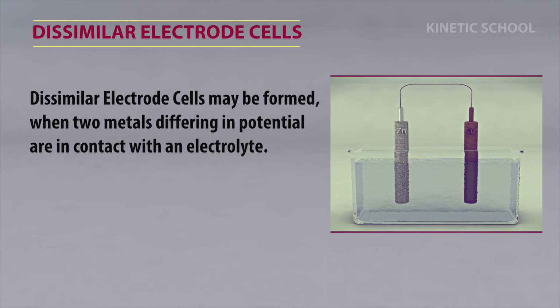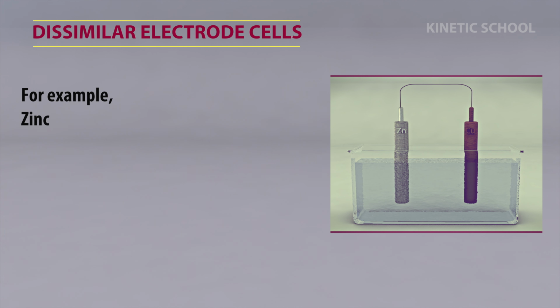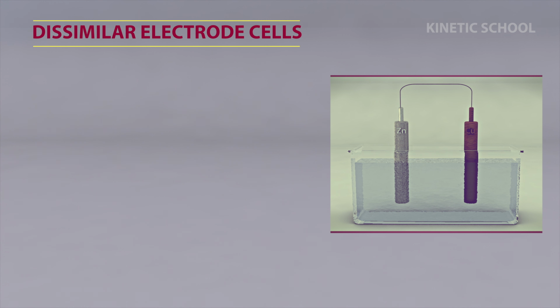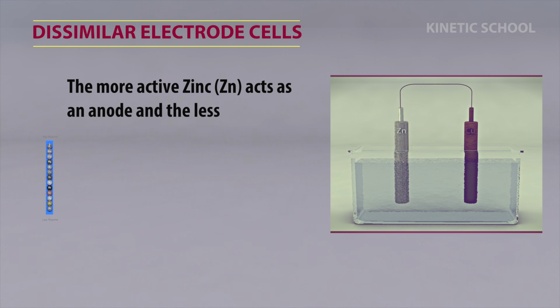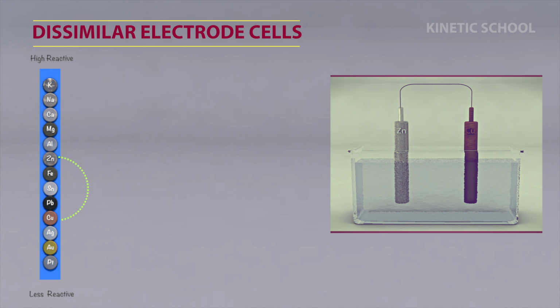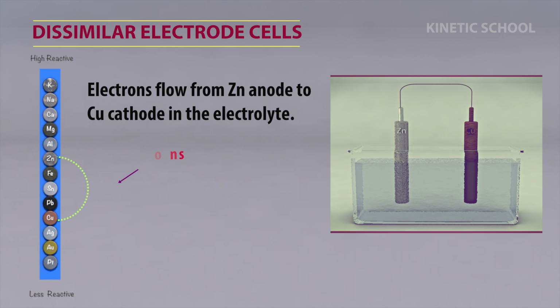Dissimilar electrode cells may be formed when 2 metals differing in potential are in contact with an electrolyte. For example, zinc and copper electrodes immersed in an electrolyte represents a dissimilar electrode cell. The more active zinc acts as an anode, and the less reactive metal copper acts as a cathode. Electrons flow from zinc anode to copper cathode in the electrolyte.